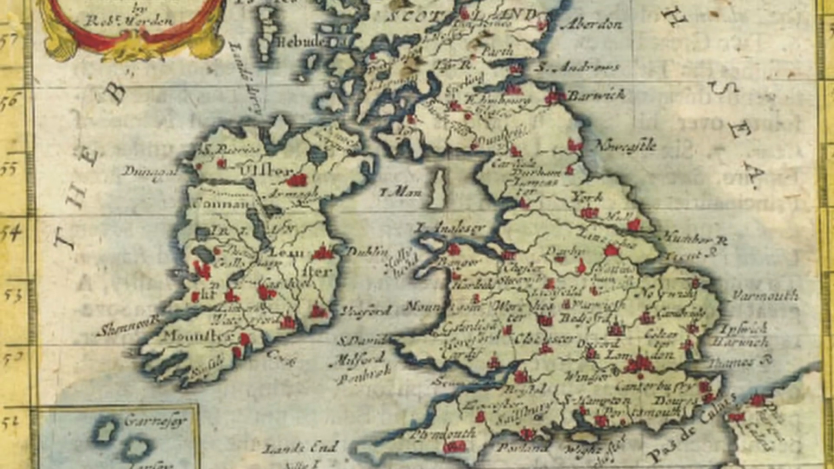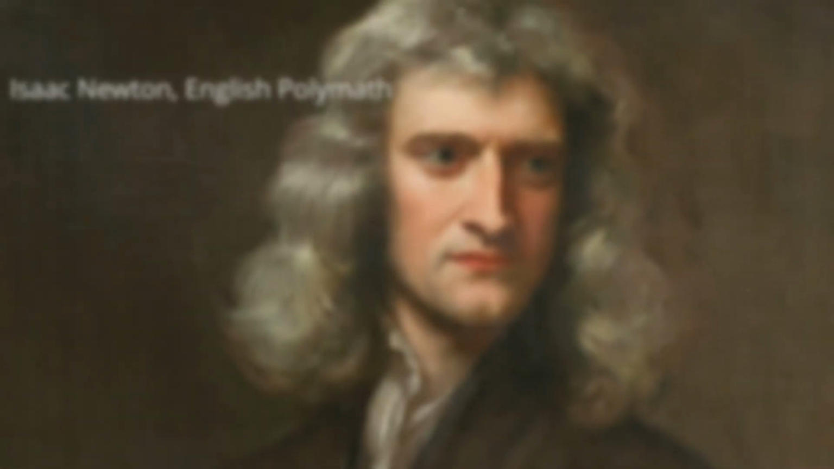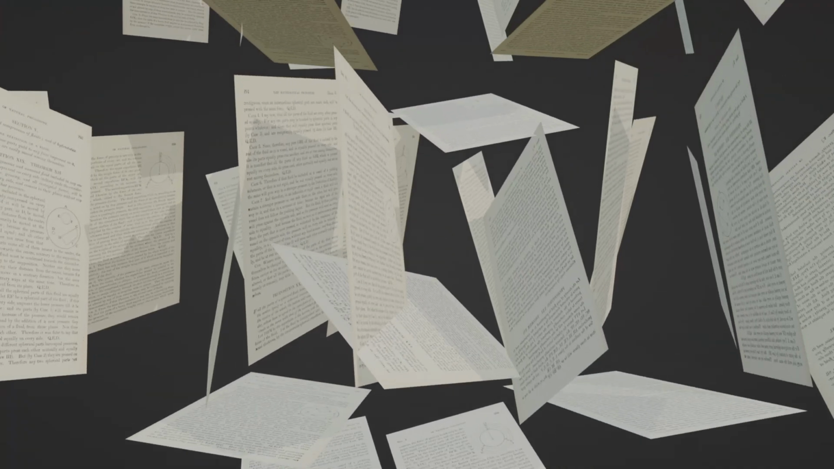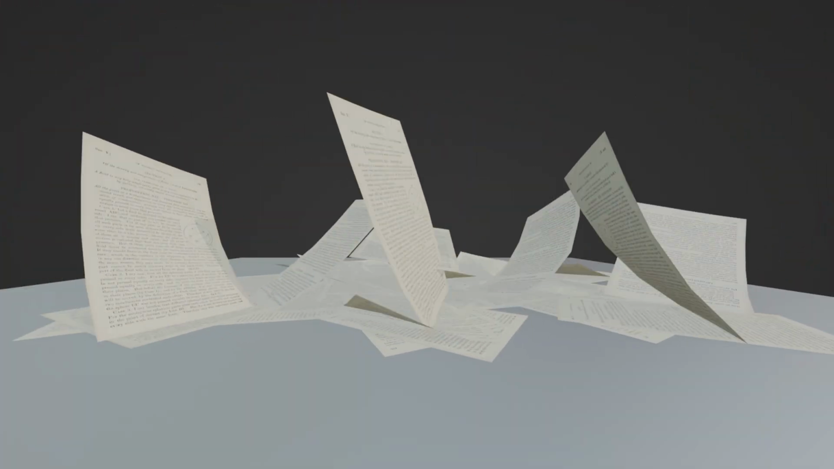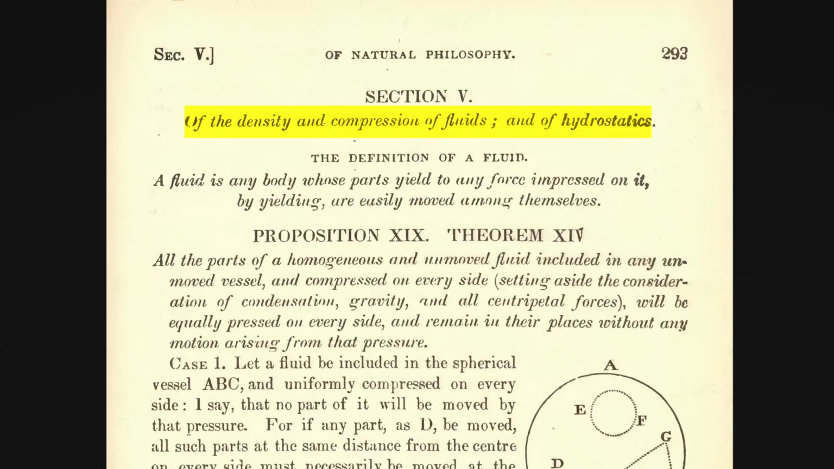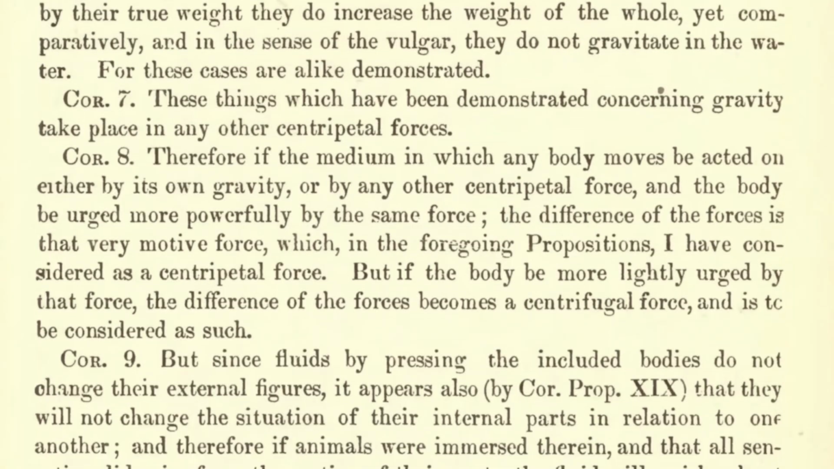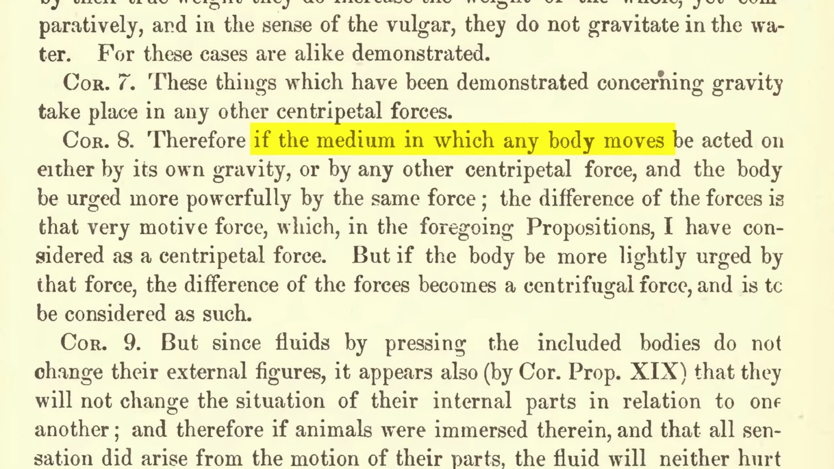Our story begins in England with a man named Isaac Newton. He did a lot of things, but most importantly, he published a lot of papers, and I mean a lot of papers. In one of these papers, he describes the density and compression of fluids, where he goes on to propose that if the medium in which any body moves be urged more powerfully by the same force, the difference of the forces is that very motive force.